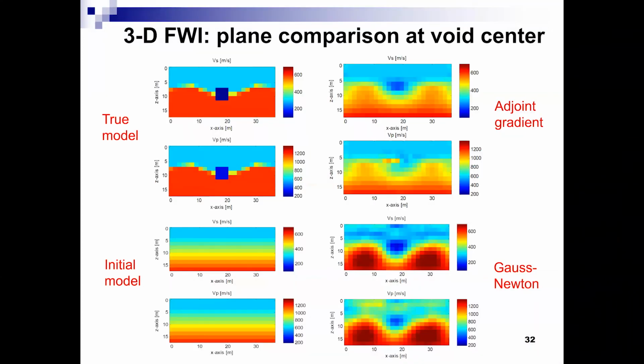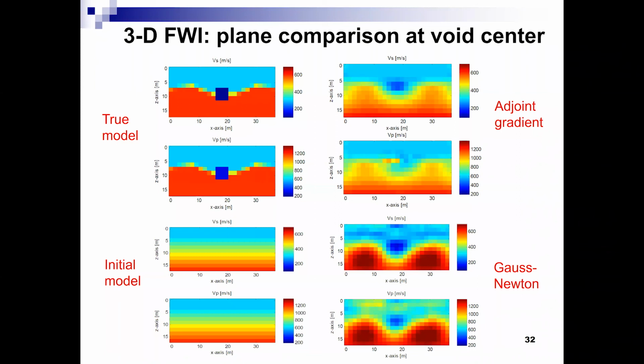Does it catch completely zero wave speed? I look at the scale, and you reconstruct the void, but it seems the void wave speed is not completely zero in your result. Yeah, you can run the inversion longer. Right now we get about 180 meters per second. So the true model is 0.